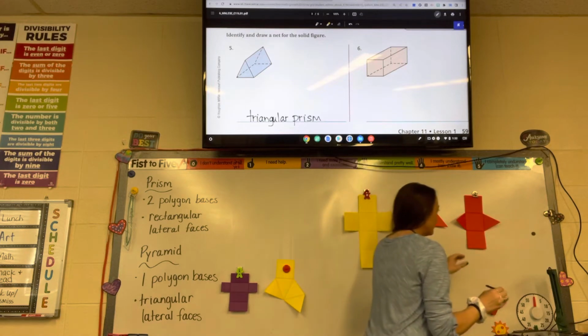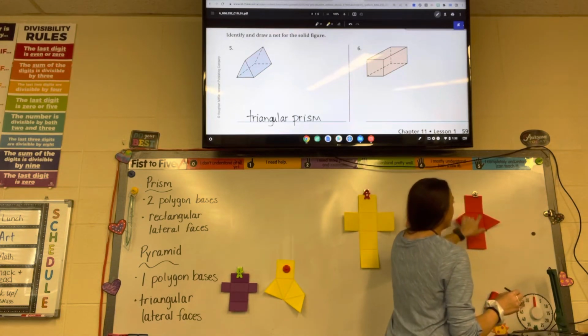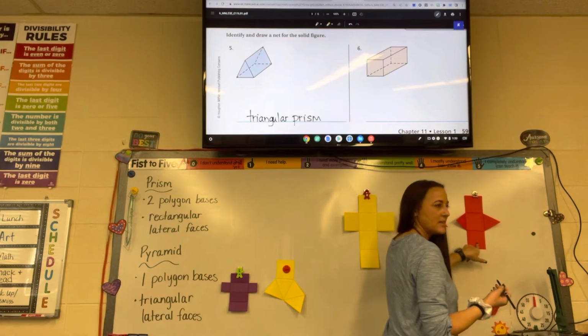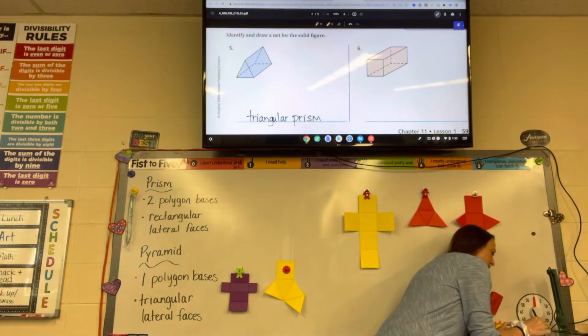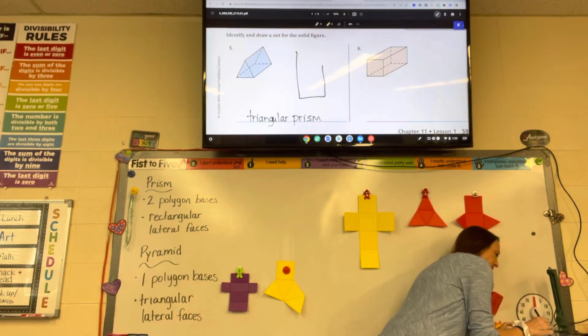So the net is going to look like this. It's going to have 3 rectangles, or in this case squares, and 2 triangles. So 3 rectangles, and then I'm going to put a triangle here and a triangle here.